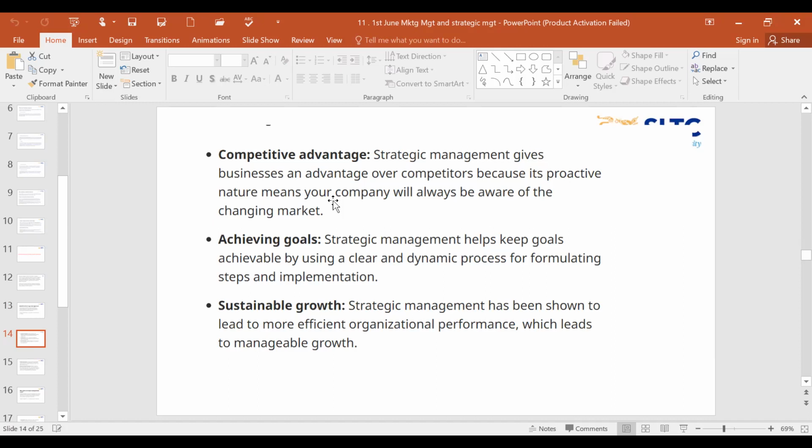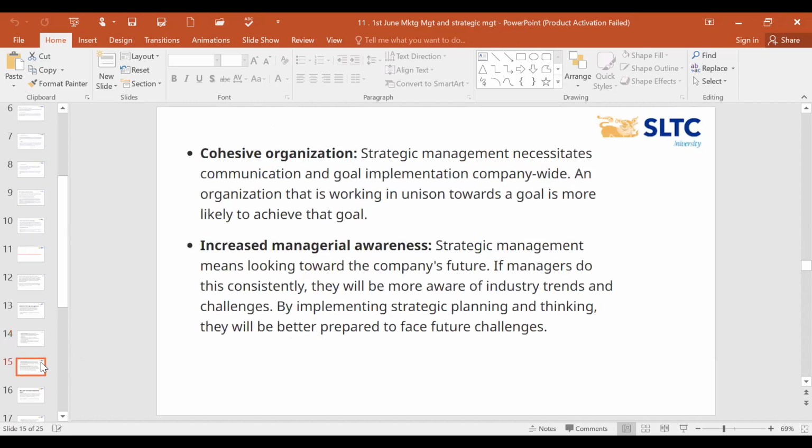That's how we won the most number of awards, the most number of recognitions from consumers, because of sustainable growth, because of human resource development. Right. So I'm not talking about products now. I'm talking about the inside of the company. That's called strategic management. Cohesive organization, strategic management necessitates communication of goals and implementation company-wide. An organization that is working in unison towards a goal is more likely to achieve that goal.